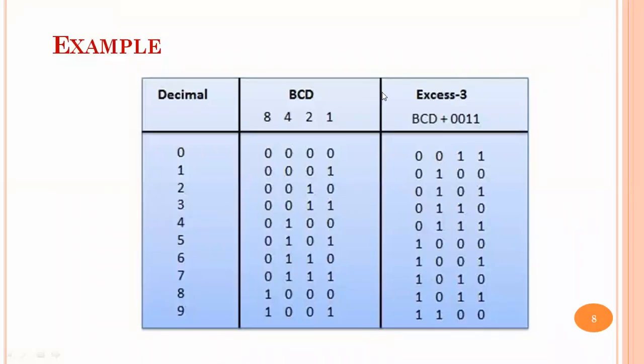So see, these are the conversions of the 0 to 9 decimal numbers. Then BCD is there, and then their XS3 code is there. Just look at it for some time, and then we will move further.